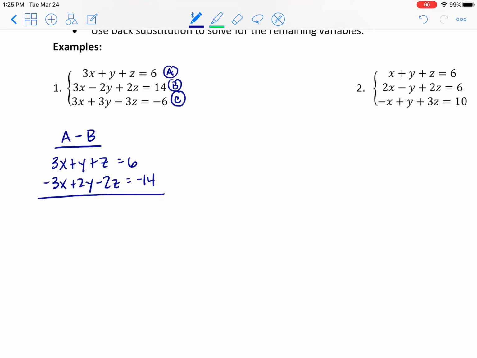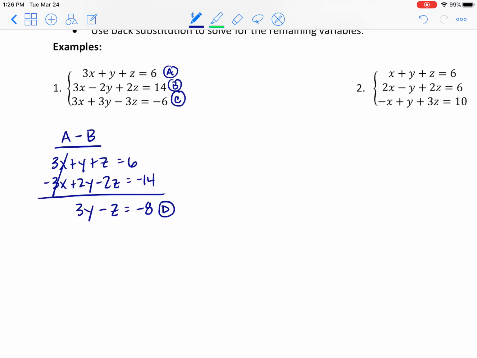So when I put those together, the x's cancel. Then I have 1y and 2y, which makes 3y. 1z minus 2z leaves me negative 1z. And then 6 minus the 14 gives me a negative 8. And I'm going to call this equation, well, we used C already. I'm going to call this equation D because we're going to have to come back to that, okay?